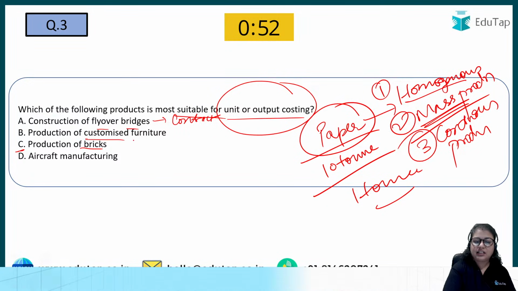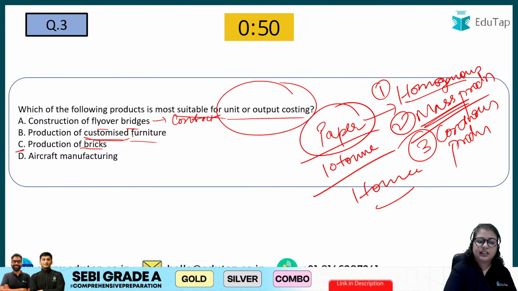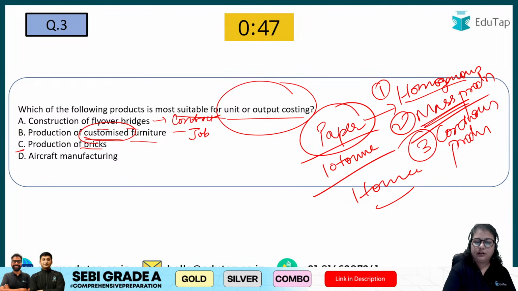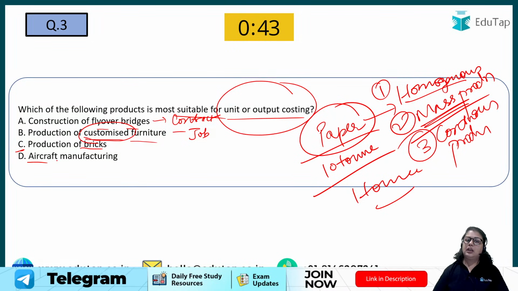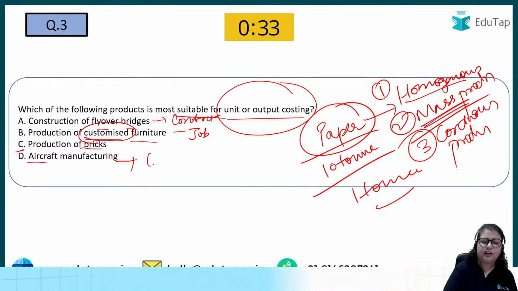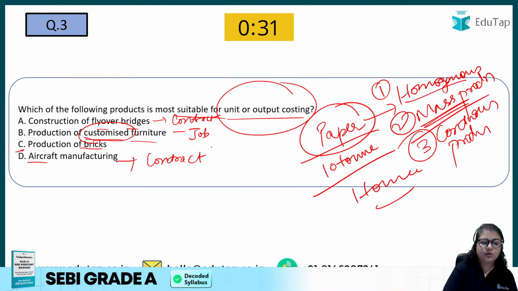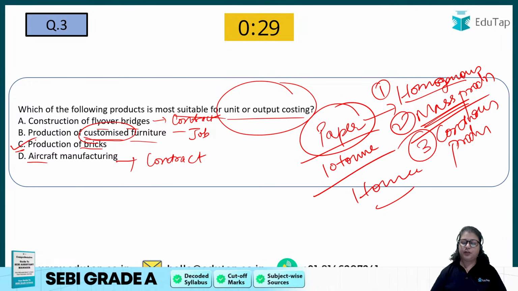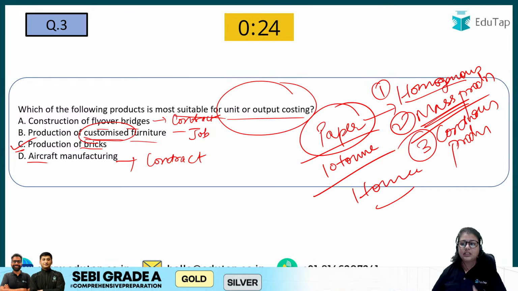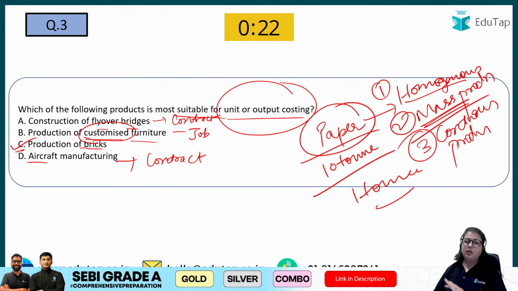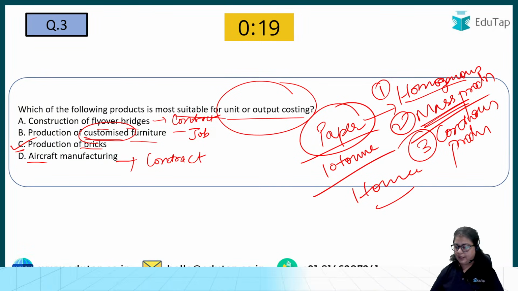Whereas in production of customized furniture, here because it is customized, we can use job costing. Okay, job costing. And aircraft is also customized, because according to the company's requirement we will make an aircraft. So hence it is also a big project, so we can say contract costing can be applied here. So the most suitable answer is option number C, that is production of bricks, because you have to keep in mind the features, that is homogeneous, mass production, and continuous production is being done. Okay.